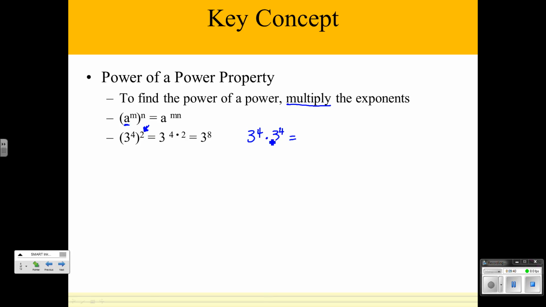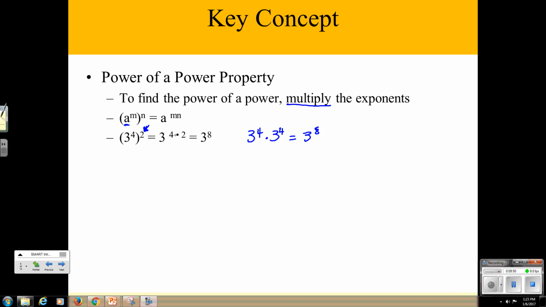And 3 to the 4th times 3 to the 4th is 3 to the 8th. It's a total of 8 3's being multiplied. Well, the shortcut allows us just to multiply those together. So the multiplication just gives us the shortcut of being able to do 4 times 2 instead of having to write it out. Okay, and the reason we can do this is because it's the identical items being repeatedly multiplied. So one thing you can look at is kind of like distribution. Like we can do 2 times 4.